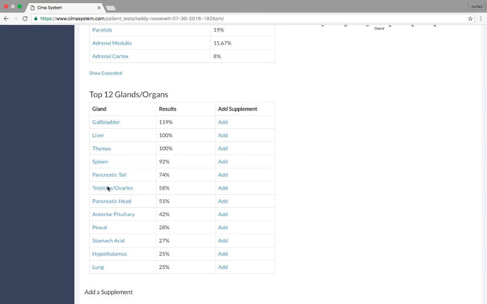So what we're going to do is, in the next tutorial, which is tutorial 6, we're going to show you how to add supplements into your patient's program and how to add supplements into this program.